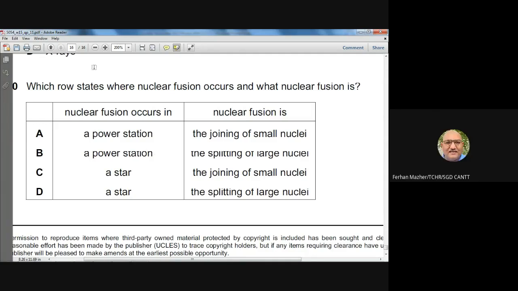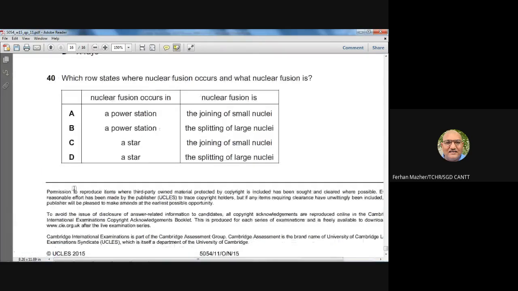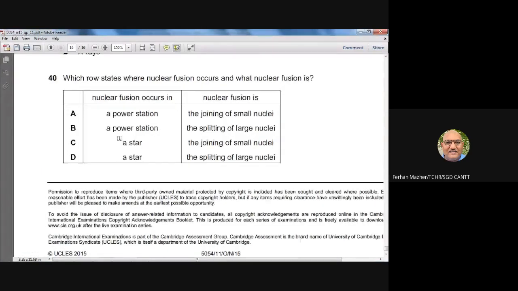So look at the options given to you. What will be the right option? He says power station. This process does not happen in a power station. A star, yes, a star. C and D can be the options. The joining of small nuclei, yes, sir, this is nuclear fusion. And the splitting of a large nucleus is not fusion. So C is the choice. Question number 40, C is the choice.